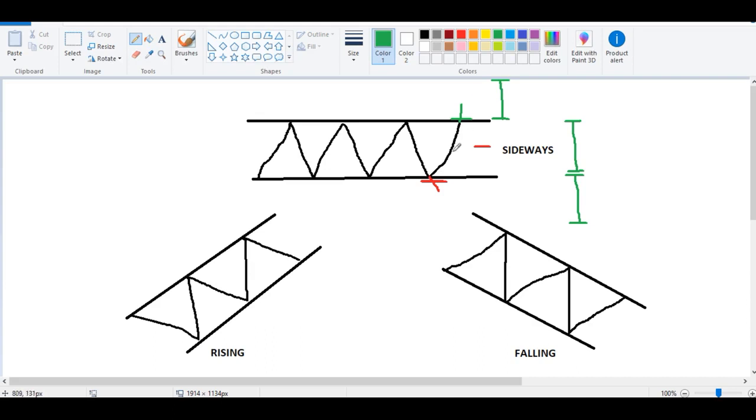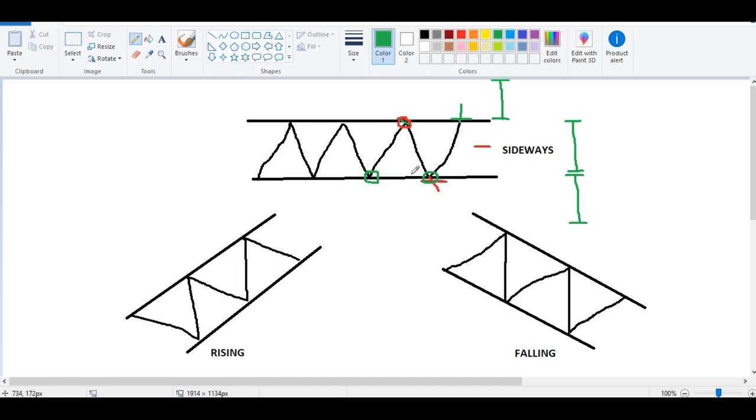Now the second way we can trade a channel is where we buy at the bottom of the channel, the lower end of the channel, keeping my target as the upper end of the channel, which is right here. The other way is where we sell at the resistance point at the upper end of the channel, keeping the lower end of the channel as my target.